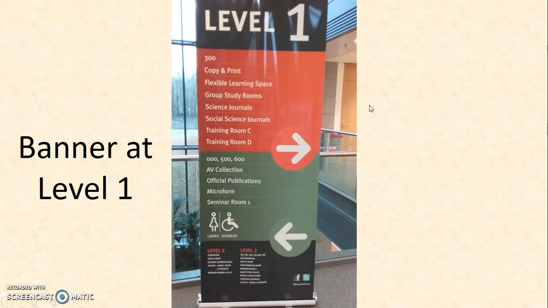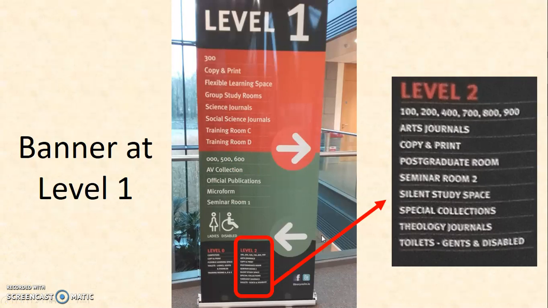We proceed up the stairs or take the lift to level 1, where we find this standing banner. Our location, level 1, is highlighted at the top. To the right, we will find books that have identifying numbers in the 300s, and other facilities such as training rooms. To our left, we have books in the 0s, 500s, and 600s, and other facilities. At the bottom of the banner, we see information on what may be found on the other levels. We see that level 2 has books in the 100s, 200s, 400s, 700s, 800s, and 900s. Since our book begins with the code 941, it is clear that we must go up to level 2.